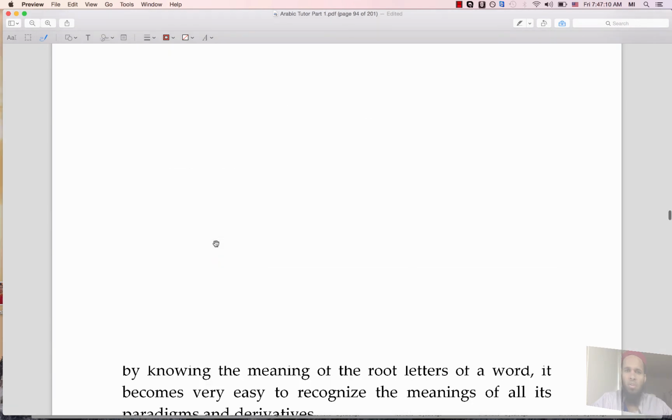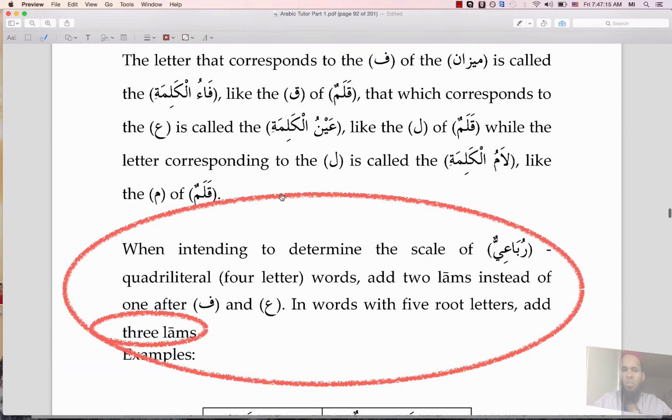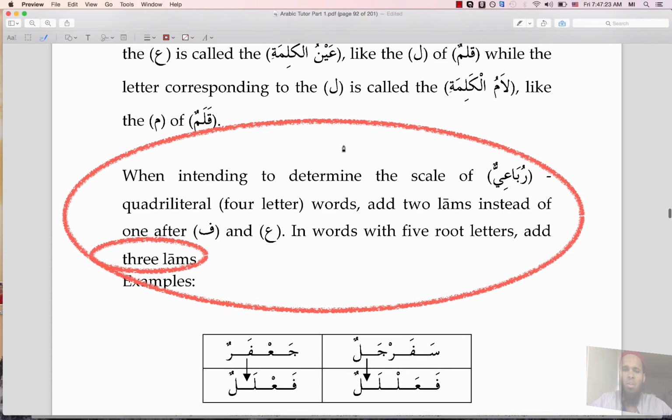The most important lesson in lesson 8 was here. When intending to determine the scale for rubai letters, add 2 lams instead of 1 after the fa and ayn, and in the 5-letter roots add 3 lams.